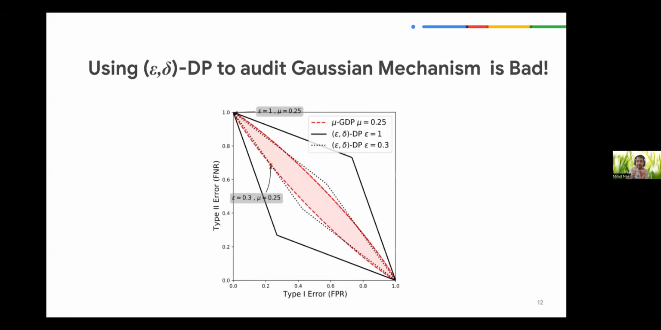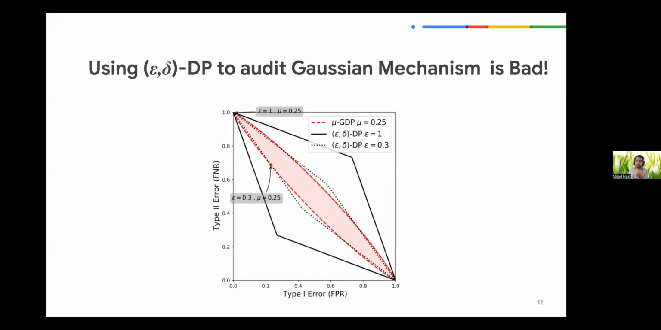So this is the huge difference between just looking at the tail of the distribution for auditing, or using the whole trade-off function. For whatever point you have, you can audit the mechanism very well.